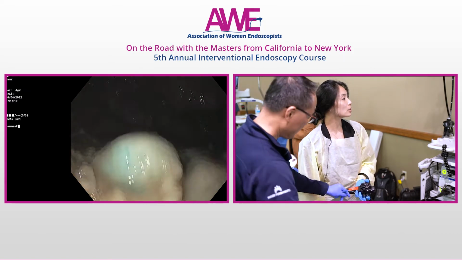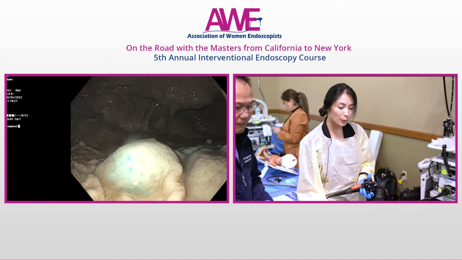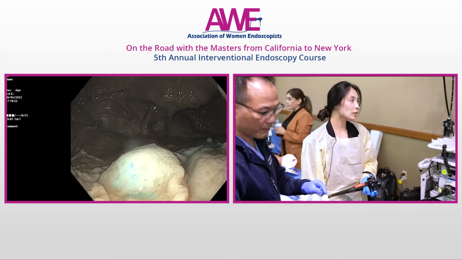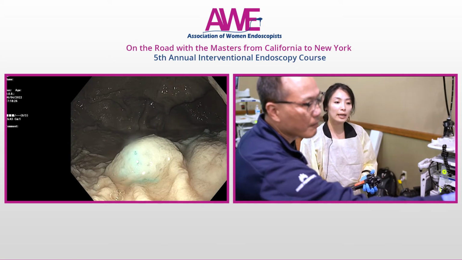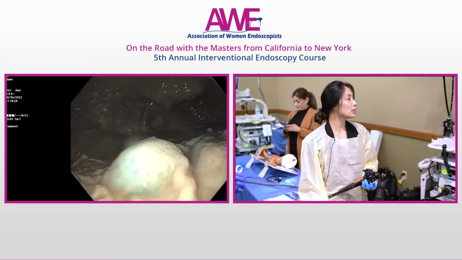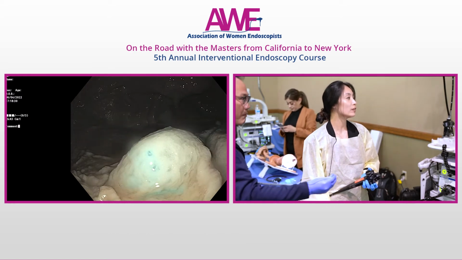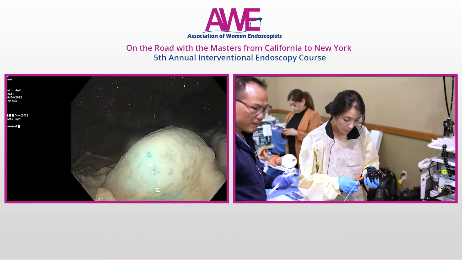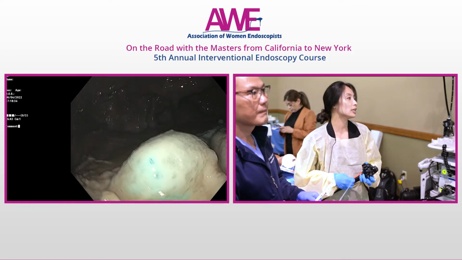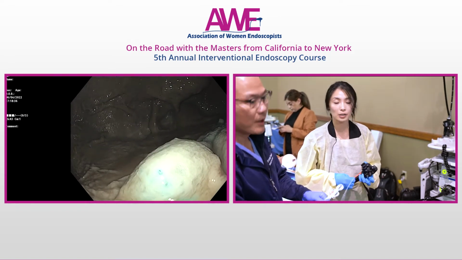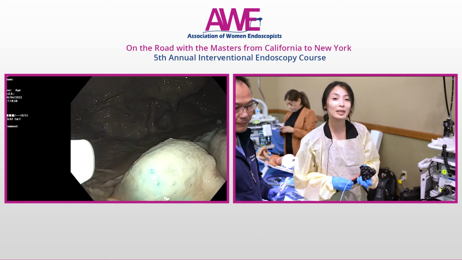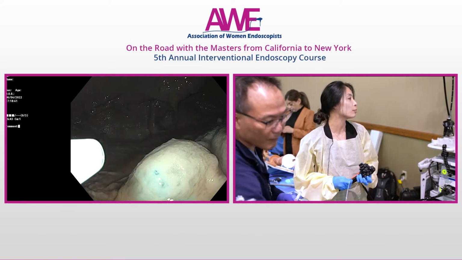Okay. All right, so now that we've got a good lift here, we can go to our snare. And the choice of snare that you'll use will depend on the size of the lesion. This one's not very big, so we're going for a 15 millimeter snare. Dr. Siddiqui had mentioned in her talk earlier today, you probably don't want to do a snare that's bigger than 20 millimeters because that'll increase your risk of perforation.